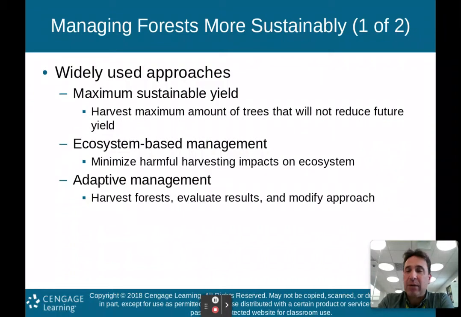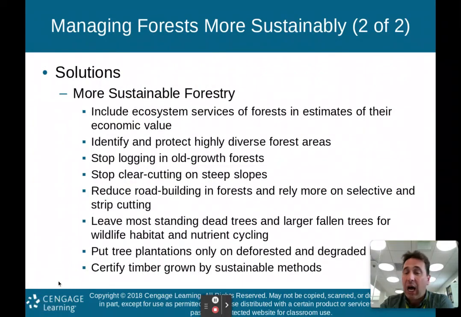Do that maximum sustainable yield. It's just what it sounds like. Harvest the maximum amount that you can get without reducing future yield. And to me, that's a win-win for everyone because you still make money, but you're not destroying or clear-cutting the forest and reducing the biodiversity. Ecosystem-based management, again, minimize harmful harvesting impacts on the ecosystem. And again, the selective cutting does that. And adaptive management: harvest forest, evaluate results, and then modify the approach. Look at what's going on when you do harvest the forest, evaluate the results of it, and then modify your approach to better deal with the potential forest that you are going to be cutting.